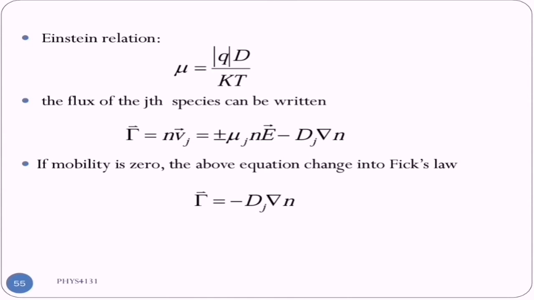The flux of the jth species can be written as gamma j is equal to n vj, which is equal to plus minus mu j n capital E minus Dj del n. अगर हमारे पास मोबिलिटी ज़ीरो हो तो फिर हम अबव इक्वेशन को चेंज कर सकते हैं इनटू फिक्स लॉ, which is mathematically written as gamma is equal to minus Dj del n.